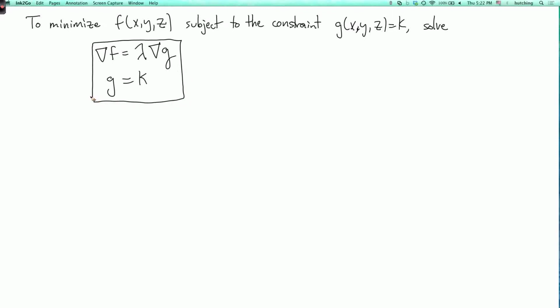Okay, so if you expand this in components, it's actually four equations for four variables, x, y, z, and lambda. And x, y, and z are the ones that we mainly care about. We'll talk a little bit later about what lambda actually means. And a little caveat is you also have to check where the gradient of g is 0.